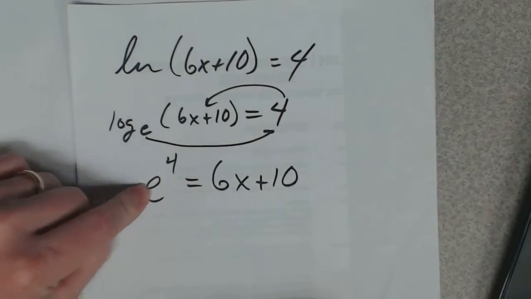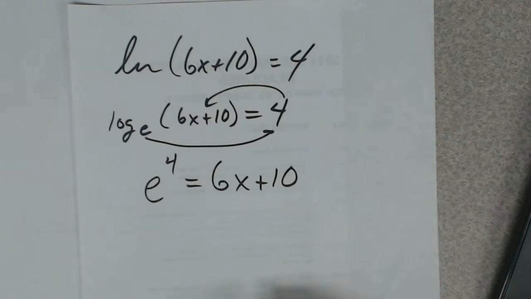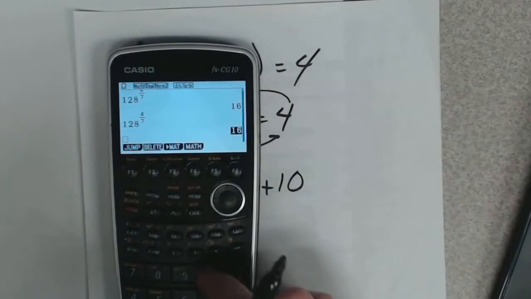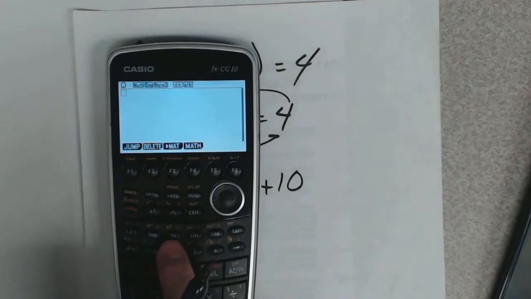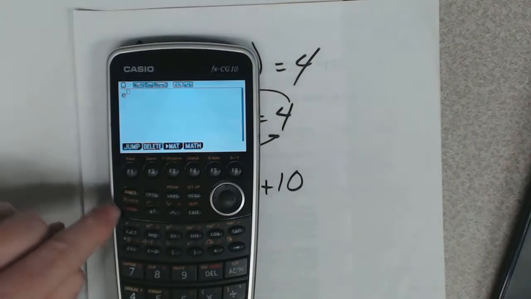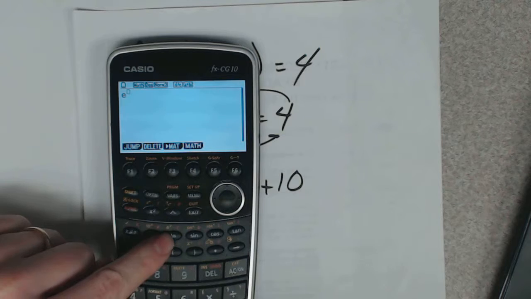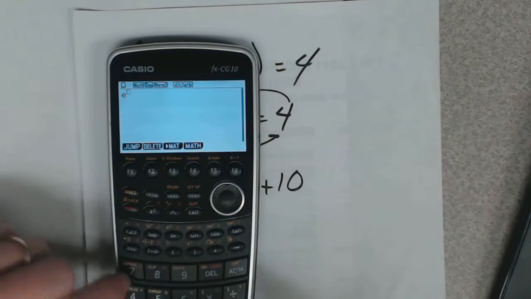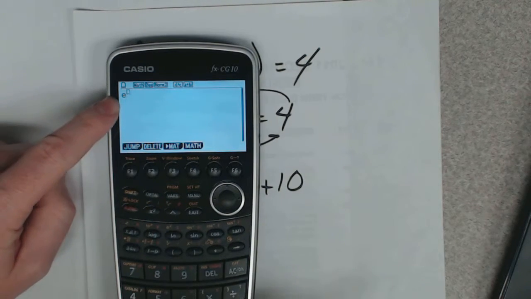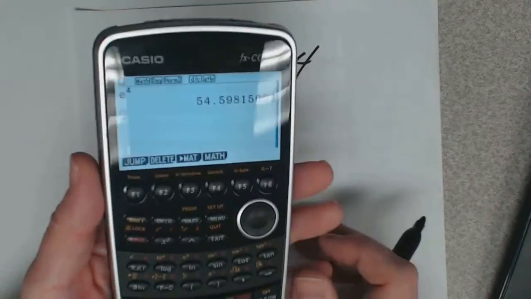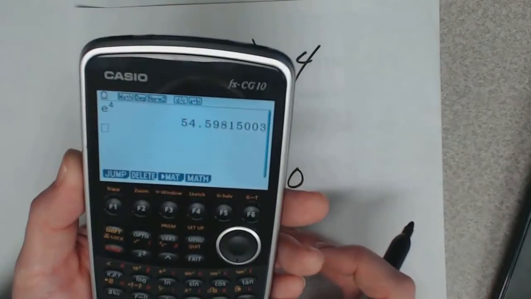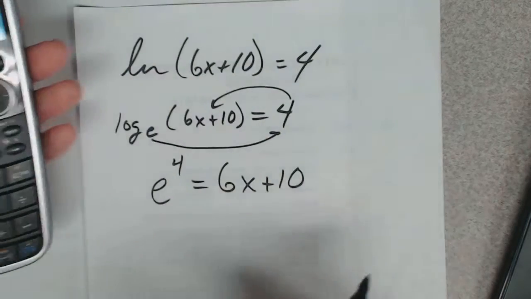Well, now e to the 4th is a number. Let's see if I can find my calculator here. Oh, here's my e. Second. No, it's right here. Your calculator might be a TI. I think it's second ln. And it's e to the 4th power. That's a number. It's 54.59. I'll just round. Well, let's not round.